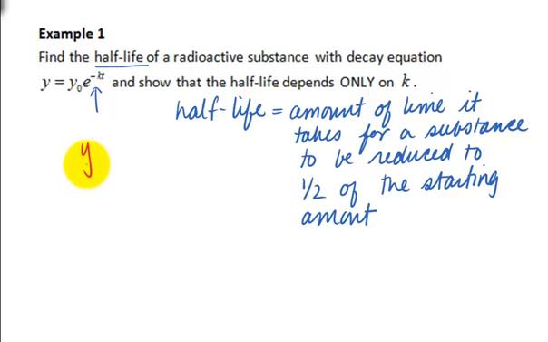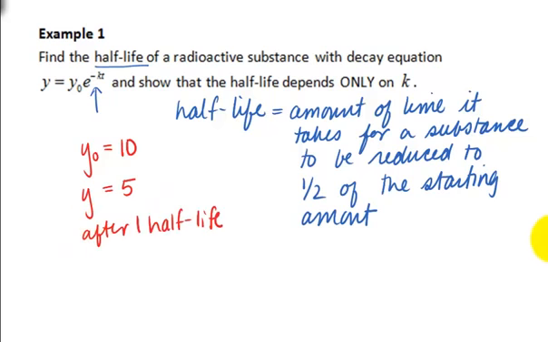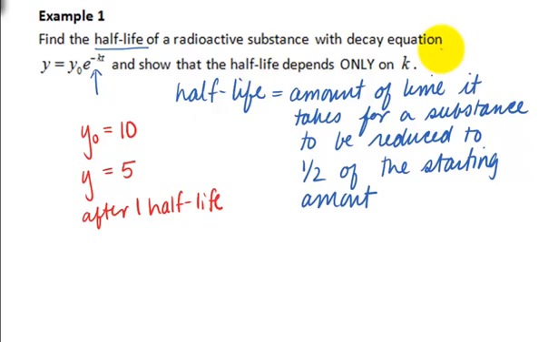So if we start with, let's let y naught equal 10. If we start with 10 units of the substance, then we're going to end up with 5 units after 1/2 life. Okay? So if we plug these numbers into our equation, basically what we're being asked to do here is plug in these numbers and show that the half-life, which is our t, depends only on k. So we want to leave the t and the k in our equation and solve for t. If we solve for t, we'll show that the half-life, the time, depends only on k. So let's go ahead and do that and see what happens.